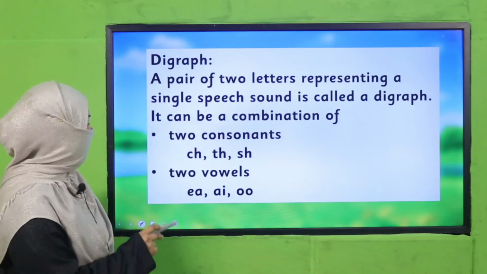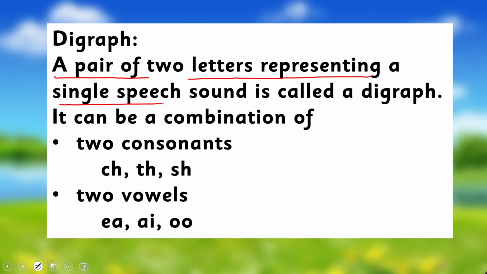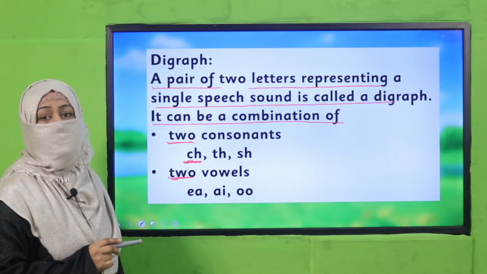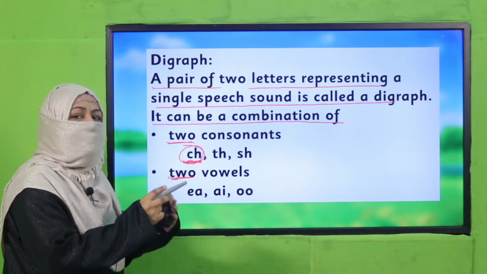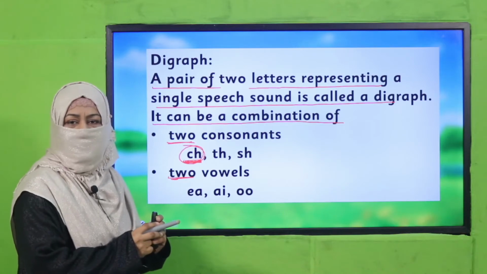So let's practice a few digraphs. A pair of two letters representing a single speech sound is called a digraph, and it can be a combination of two consonants or two vowels, right? Now we know consonants and vowels. If there are two consonants and they are joined together, they are a consonant digraph. For example, we know the sound of C. What is the sound of C? It's K. And what is the sound of H? It's H. But when they are together, they leave their own K sound and it becomes a new sound which is Ch sound, Ch, right?